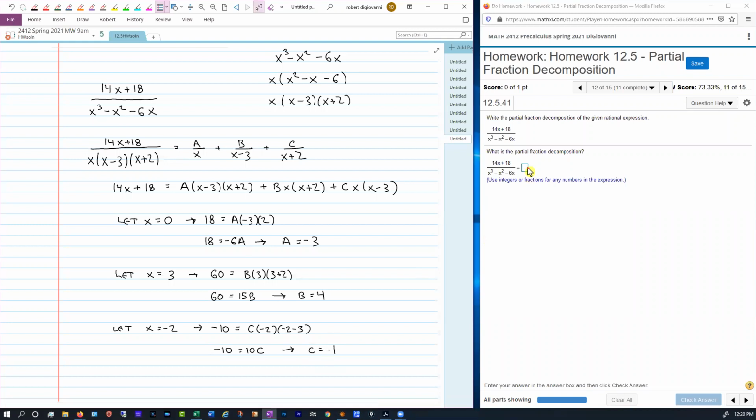All right, so we know what A, B, and C are. So here we go, we're ready. A is -3 over x, plus the next fraction is b, which is 4 over x minus 3. And plus the last one, which is c is -1. Oh, I did the wrong thing here. So c is -1 over x plus 2.